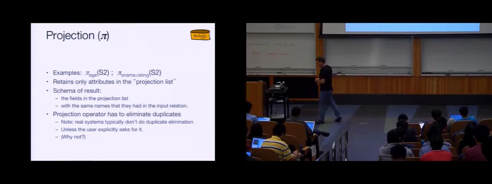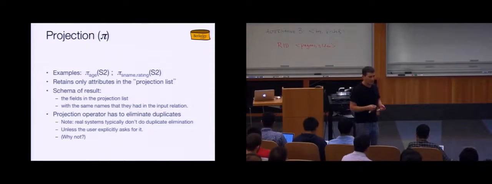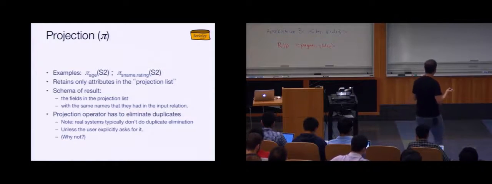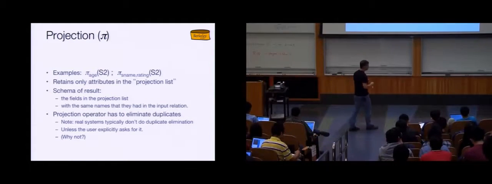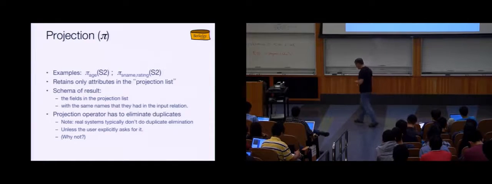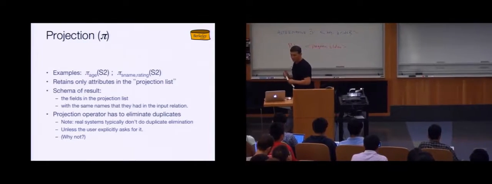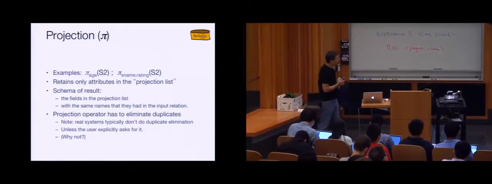So the schema of the result is apparent from the syntax. It's the column names that are in that list with the same data types as the input columns of those names. So it's very straightforward. We know exactly what the types and the names of the output columns are based on the input columns. The projection operator, however, because we said we're not going to have duplicates, if you implement this, you have to actually eliminate duplicates, because when you do projection, you introduce duplicates. We'll see this in the next slide.